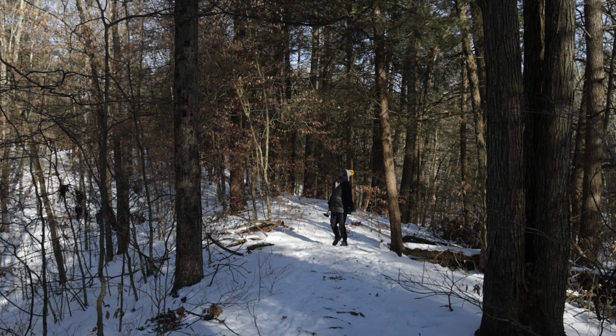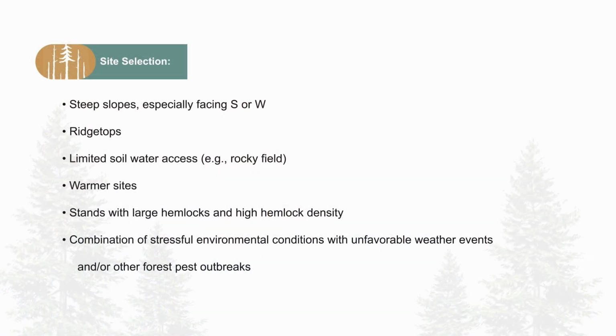To set up a hemlock health monitoring plot, you begin by selecting a site. If you have many sites to choose from, start in the sites with the most stressful conditions. These stressful conditions include steep slopes that are south or west facing, ridgetops, areas with low water availability, sites with warmer average temperatures as you decrease in elevation and increase in latitude, sites with larger and lots of hemlocks, or any other condition that may be adding to hemlock stress, such as natural disasters or other pests.